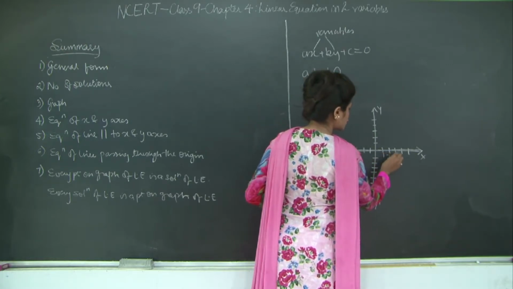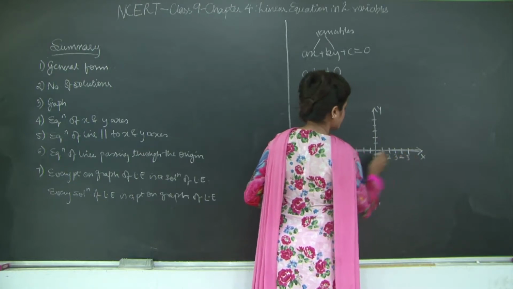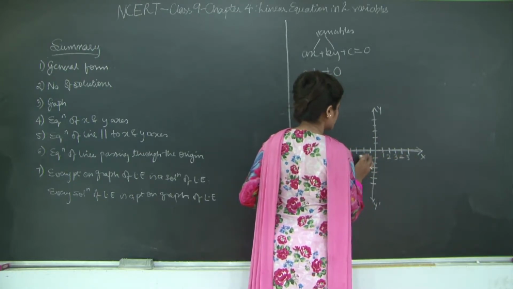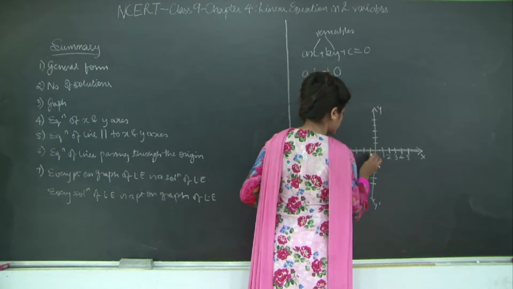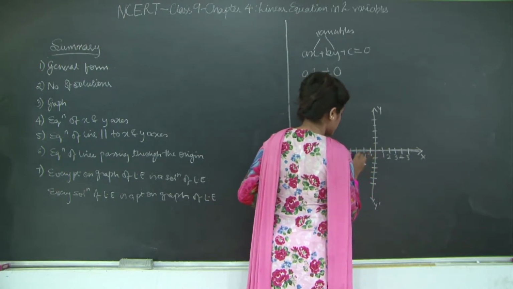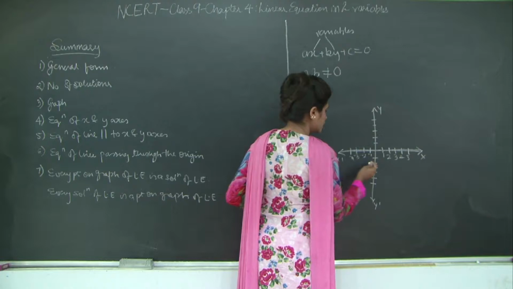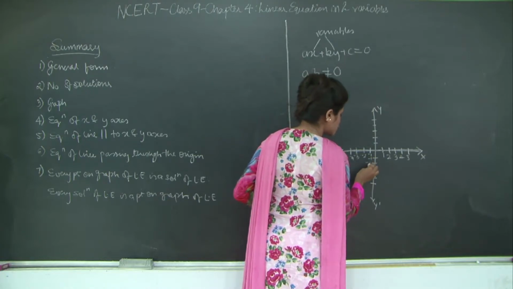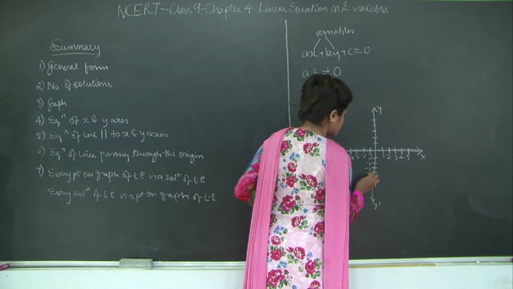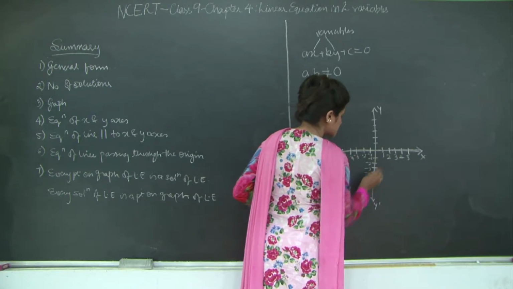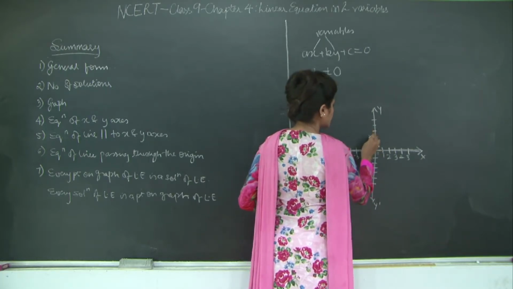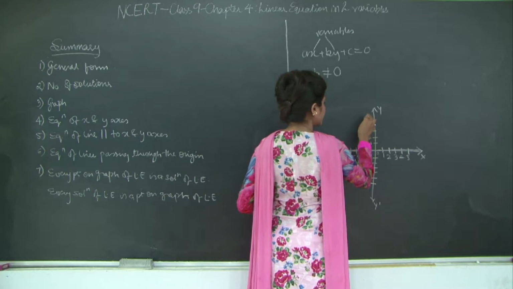So 1, 2, 3, 4, 5, minus 1, minus 2, minus 4. Similarly, minus 1, minus 2, minus 3, minus 4, minus 5, minus 6. This is my origin. This is 1, 2, 3, 4 and 5.